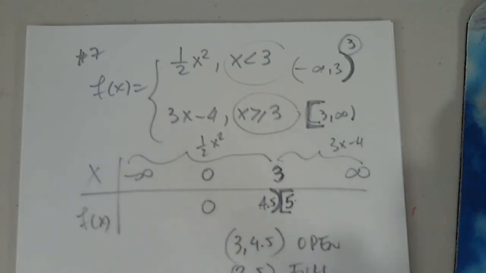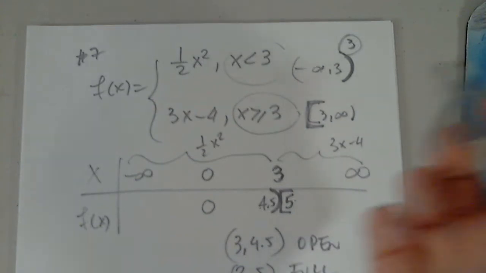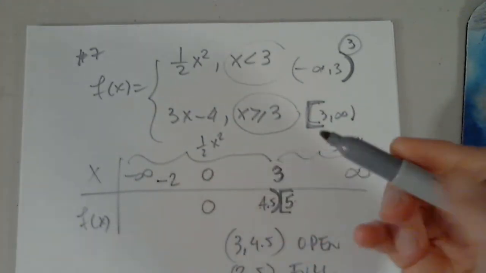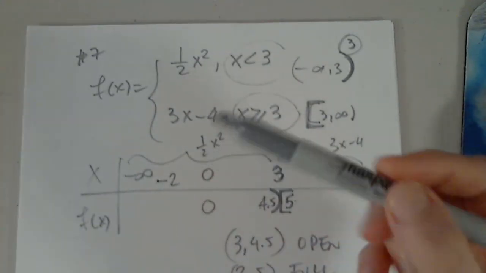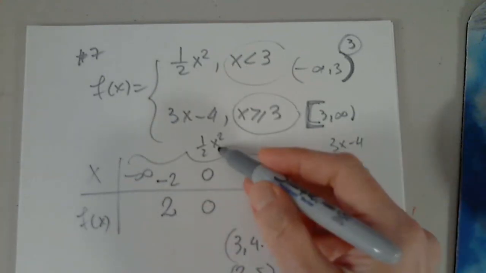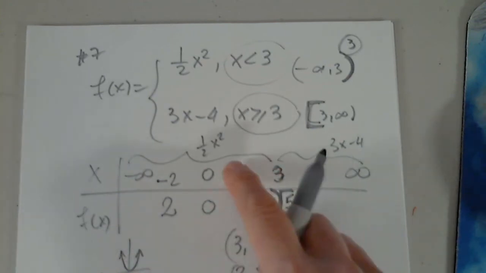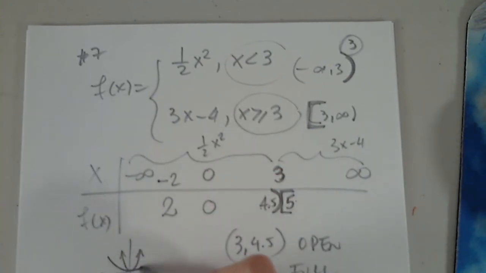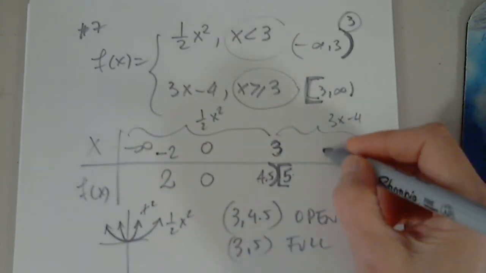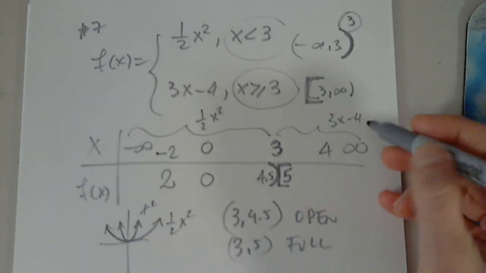And now I plug in something else, let's say negative 2. So that's 4 divided by 2 is 2. I know how to graph this, right? So x squared is this, and 1/2 of x squared will be this. We know from transformations, this is 1/2 x squared, and this is x squared. And this is a line. So I'm just going to use 4. 4 times 3 is 12, so it's 8.